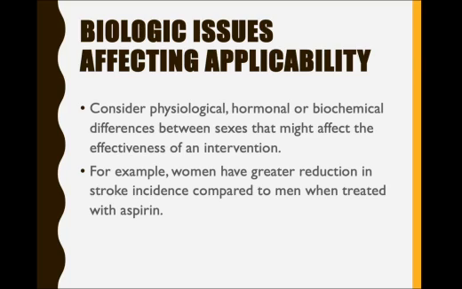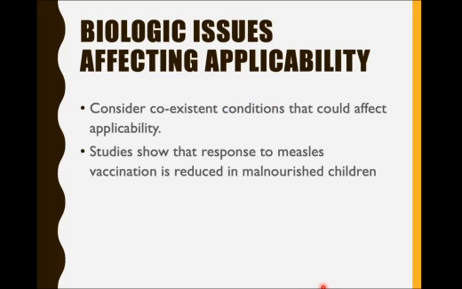Consider physiologic, hormonal, or biochemical differences between sexes that might affect the effectiveness of an intervention. For example, women have greater reduction in stroke incidence compared to men when treated with aspirin. So you need to look for this. Look at sex. What's the sex of my patient? Consider coexistent conditions that could affect applicability. Studies show that response to measles vaccination is reduced in malnourished children.